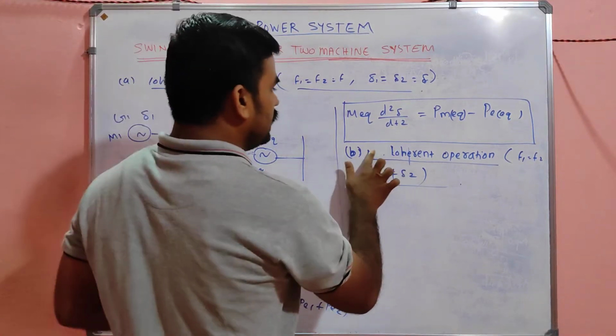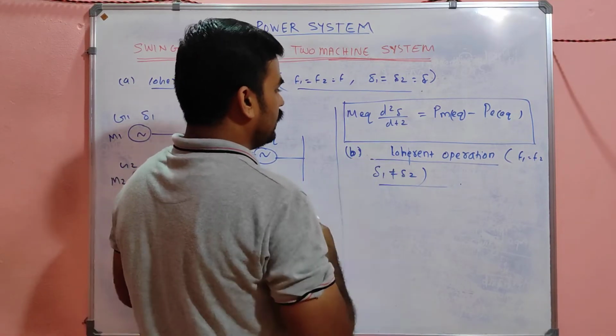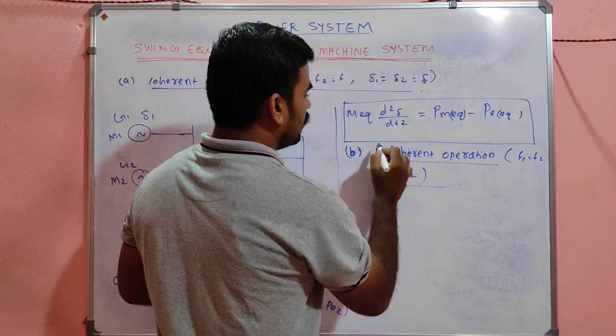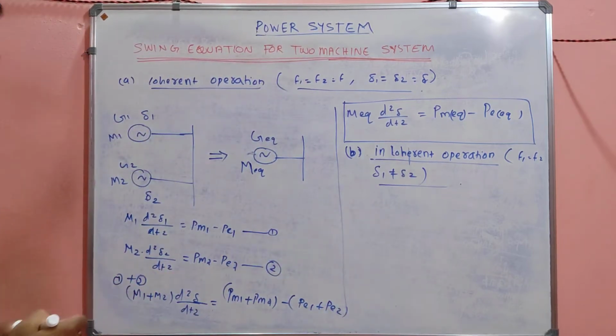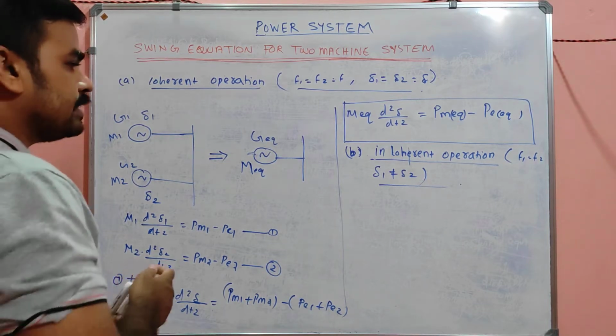Incoherent, the correct word is incoherent operation. So del 1 will not be equal to del 2, and the frequency will be the same, so we don't want to consider that as a separate case.